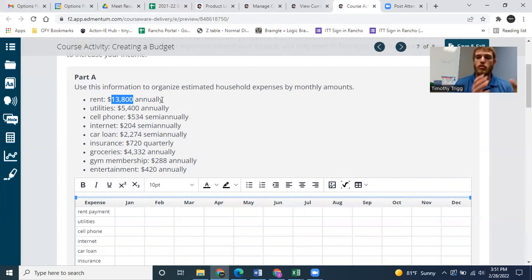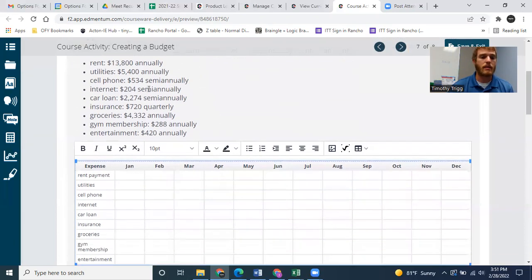It makes more sense to save a little bit of money. If I have a big payment that I have to pay once per year, I want to make sure that I put money away every month for that expense. So in the case of rent, $13,800. So I'm going to do 13,800 and I'm going to divide by the 12 months. And that tells me that I should save $1,150 every month. Okay, so I'm going to put that every month across the board.